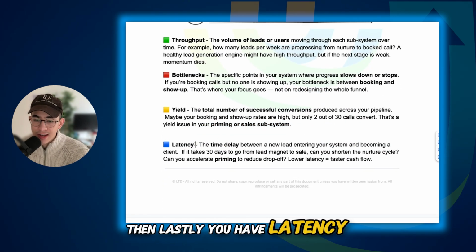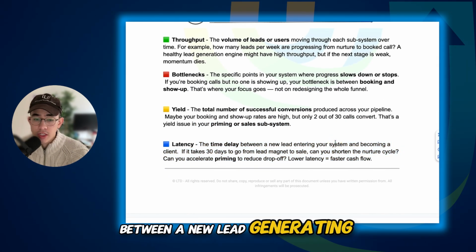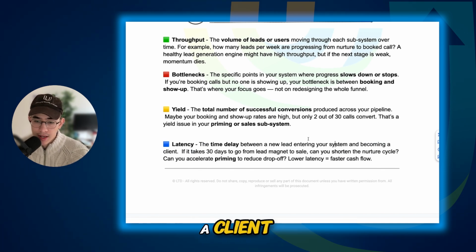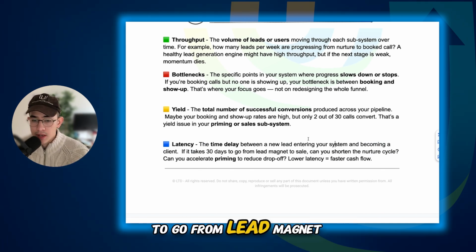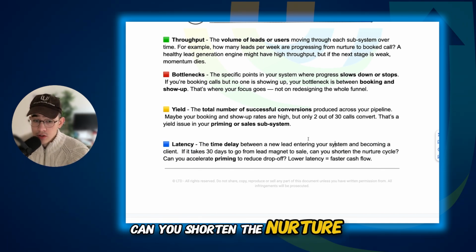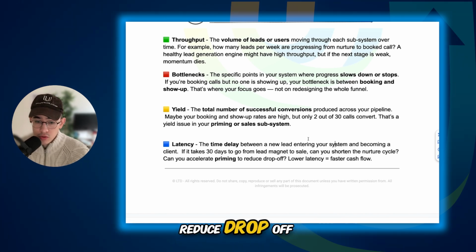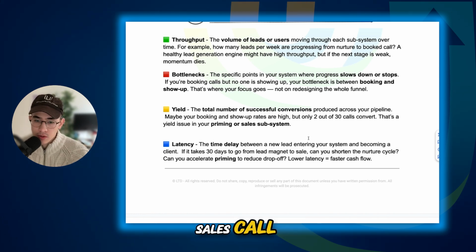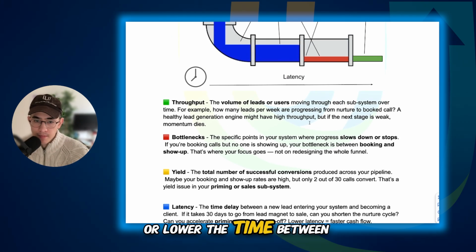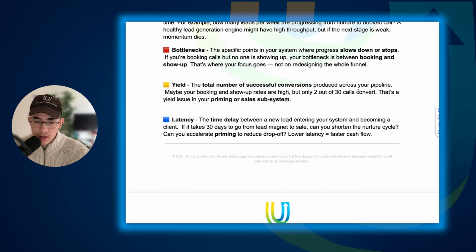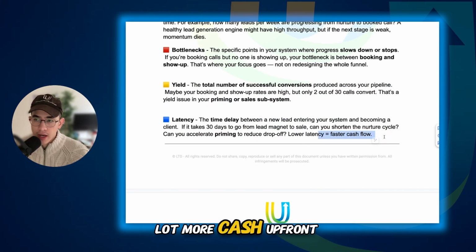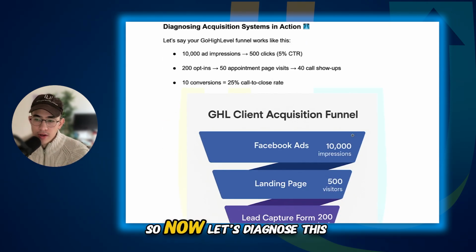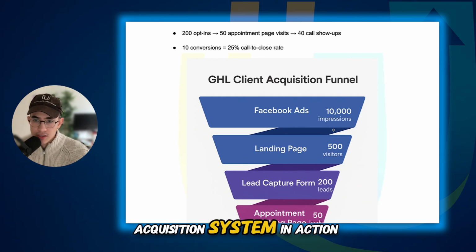Then lastly, you have latency, which is the time delay between a new lead entering your system and becoming a client. If it takes 30 days to go from lead magnet to sale, can you shorten the nurture cycle? Can you accelerate priming to reduce drop-off? I once had a new lead opt in, we called them within the minute, we booked them into a sales call, and they got closed for 15K. If you lower the latency, the time between throughput and yield, you can collect a lot more cash upfront. Good fun. So now let's diagnose this acquisition system in action.